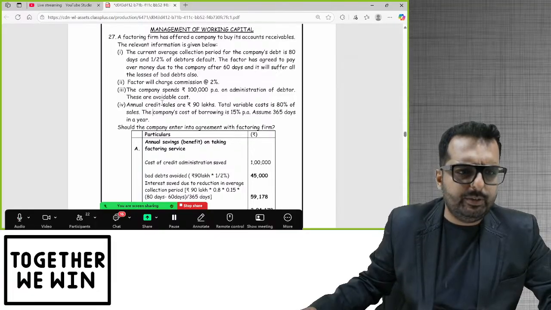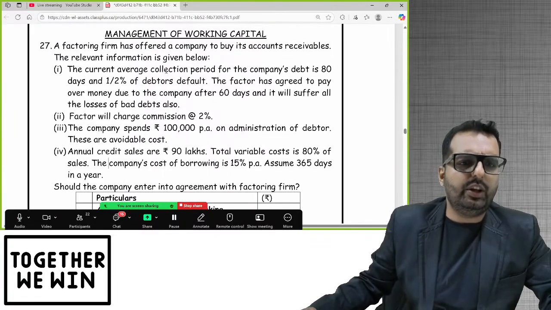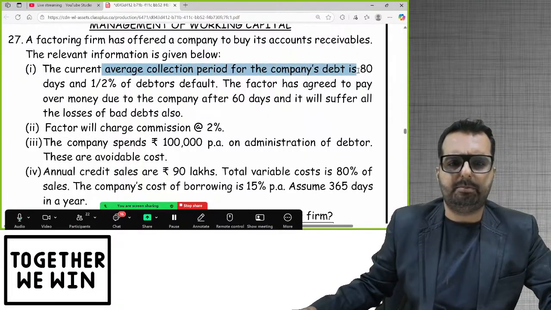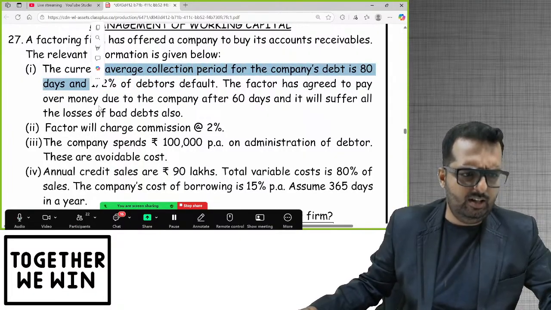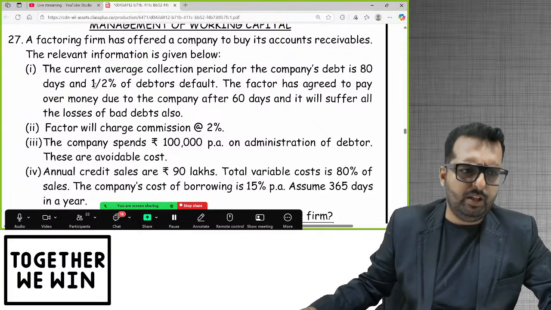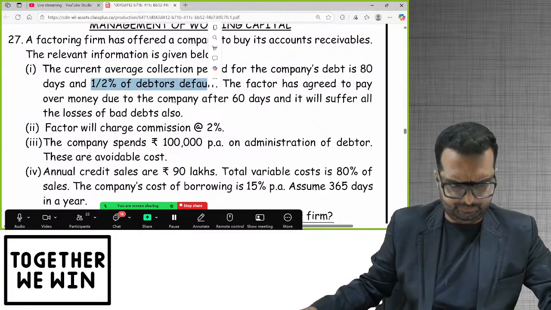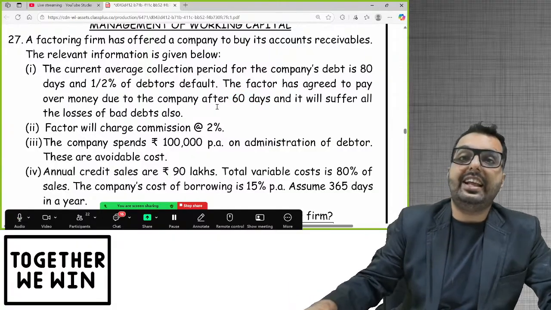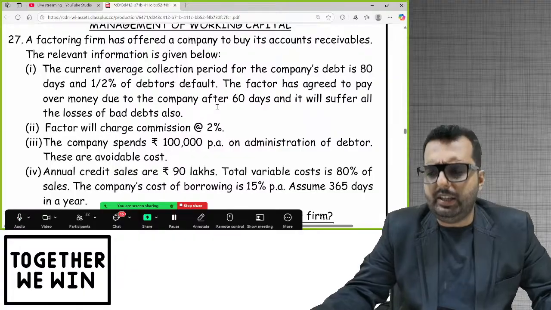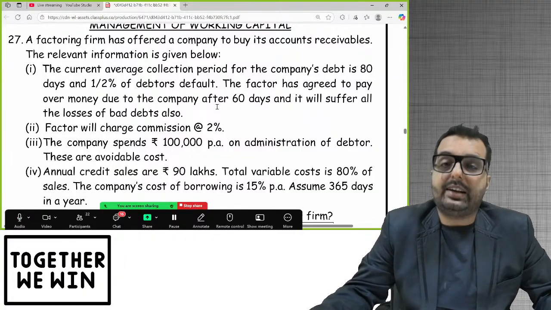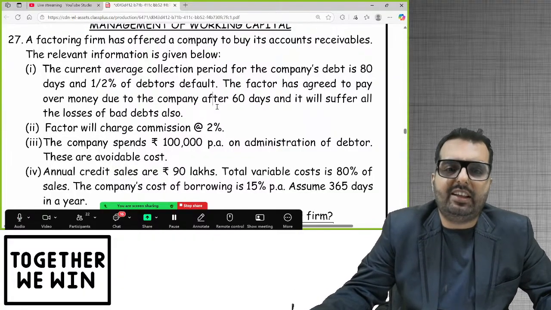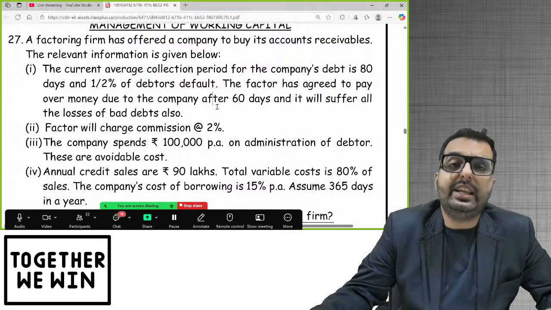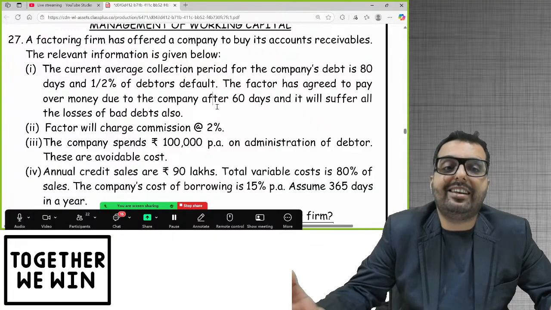Now tell me friends, did you write down the basic data? So here what have they told? The current average collection period for the company's debtors is 80 days right now. Half percent of the debtors default. The factor has agreed to pay the money in how many days? 60 days. So friends, normally you get the money in 80 days, but the factor is going to pay within 60 days. So in that case, 20 days of your fund blockage is getting released.